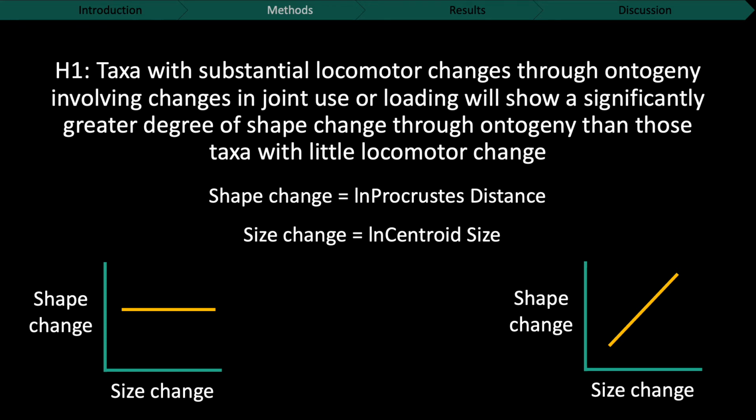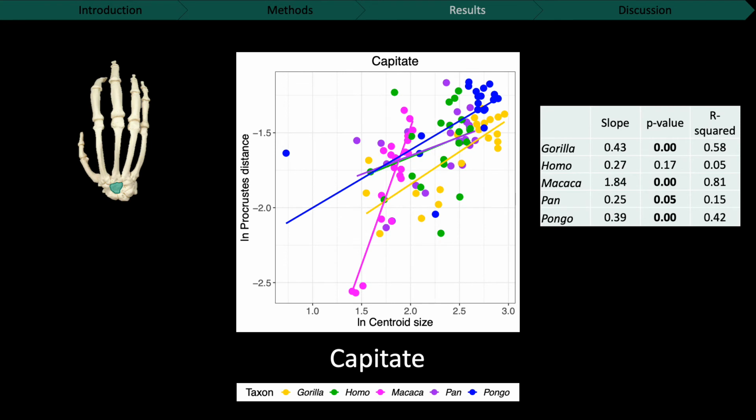On to the results. Here we have that regression in the capitate. The x-axis is a size proxy, so the left side also represents juveniles and the right side represents adults, and the y-axis represents the degree of shape change. All taxa show a slope significantly different from 0 here except for Homo. In pairwise comparisons, Macaca shows a significantly greater degree of shape change than all the other taxa.